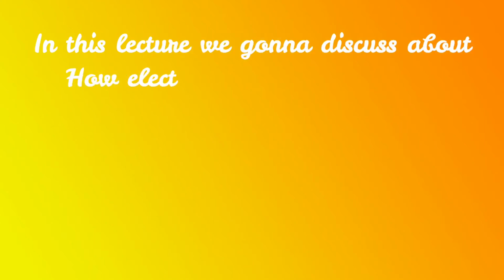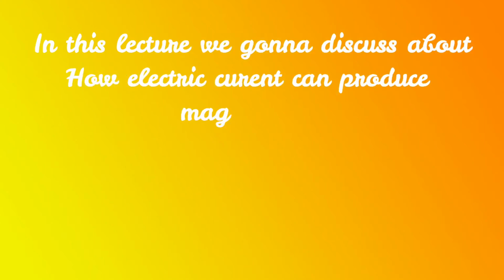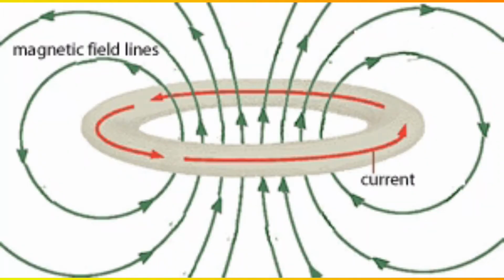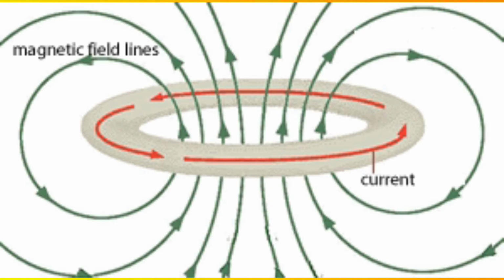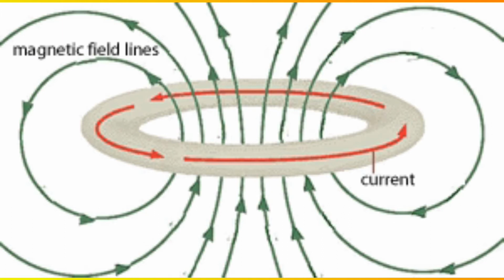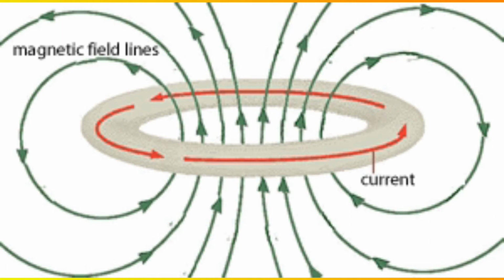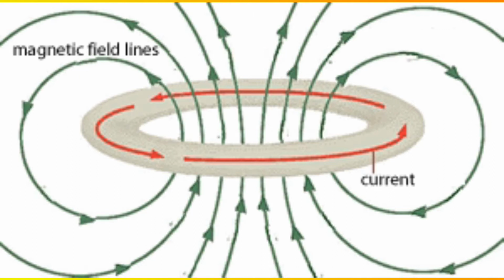In this lecture, we are going to understand how electric current can produce magnetism. When electric current passes through a wire, the current-carrying wire behaves like a magnet. This is called the magnetic effect of current.